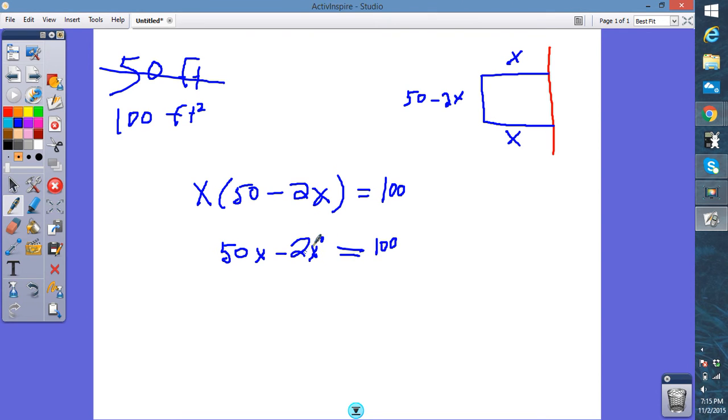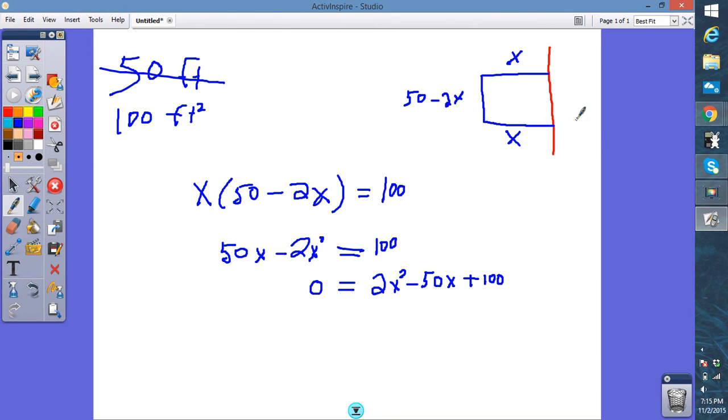I like my x squared, my first term, to be positive, so I'm going to move everything to the right-hand side. So you're going to get a positive 2x squared. Subtract 50x, so you would get minus 50x plus 100. Okay, now this looks like quadratics that you've been working with. Set it equal to 0, and we're going to solve this equation to figure out the side here, which is x.